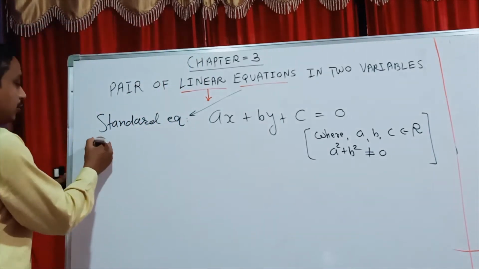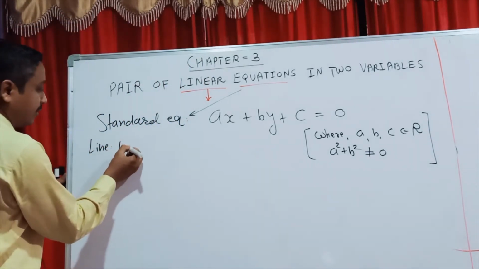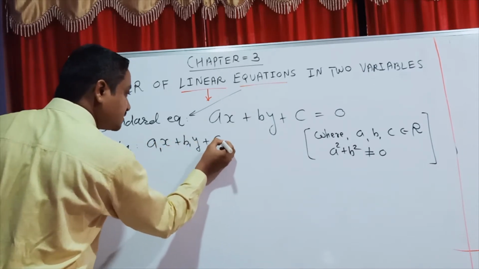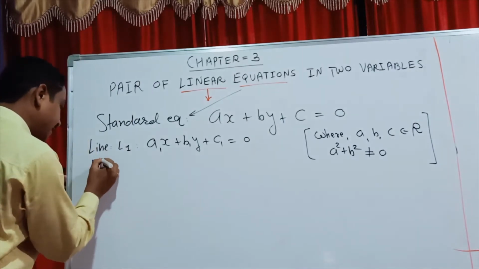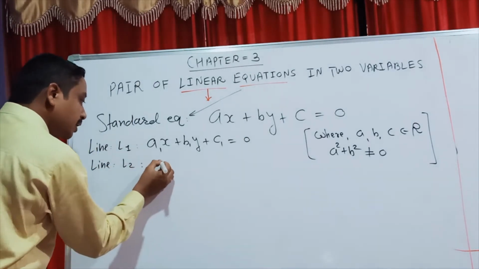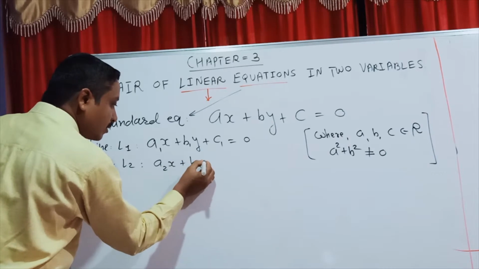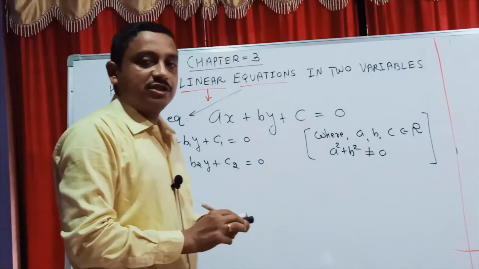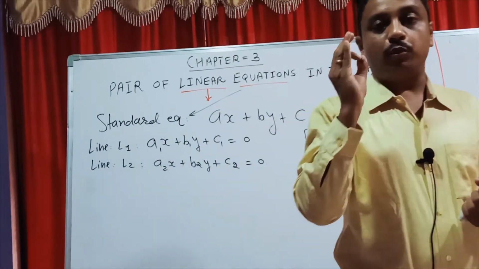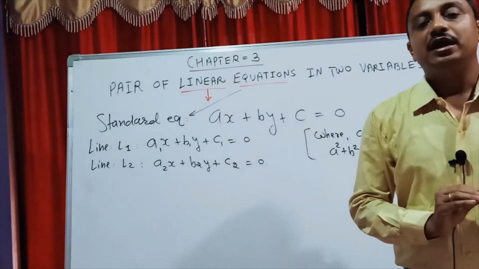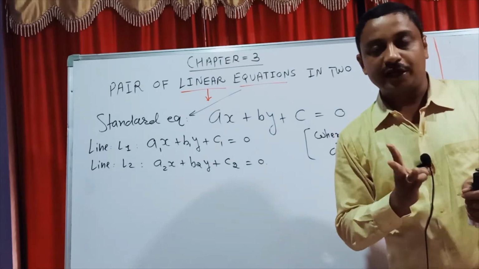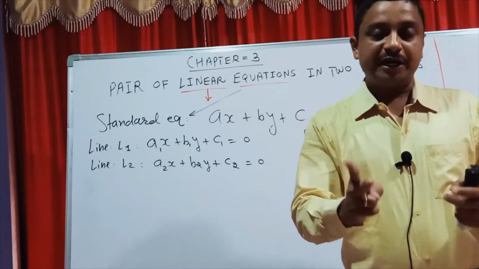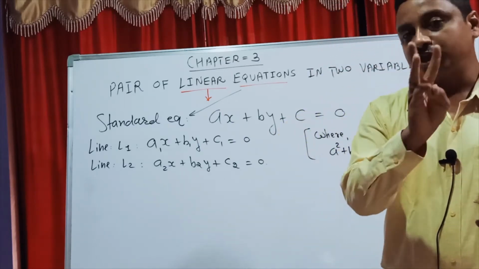So I am talking about line L1: a1x plus b1y plus c1 is equal to 0, and the second line L2: a2x plus b2y plus c2 is equal to 0. Generally, students, for two lines there are only three possible intersection cases. Again, I repeat: generally, two lines have only three cases of intersection.